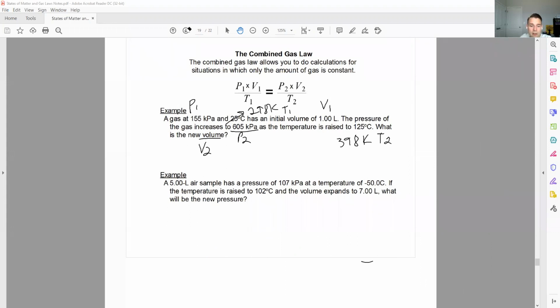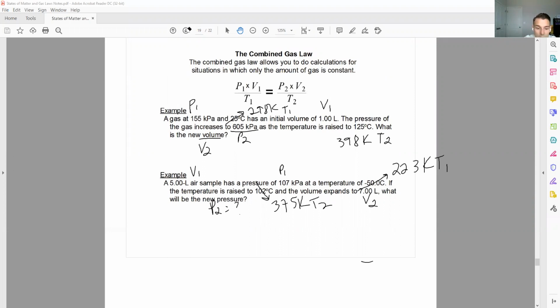Okay, so a 5-liter sample of air, so that's my V1, has a pressure of 107 kPa at a temperature, not -50, we're going to turn that into Kelvin, 223 Kelvin, which is my T1. The temperature is raised to 102 degrees Celsius, which is 375 Kelvin. So that's T2, and the volume expands to 7 liters. What is the new pressure?